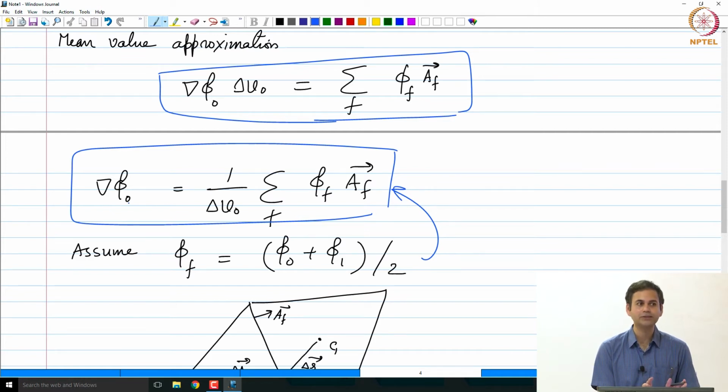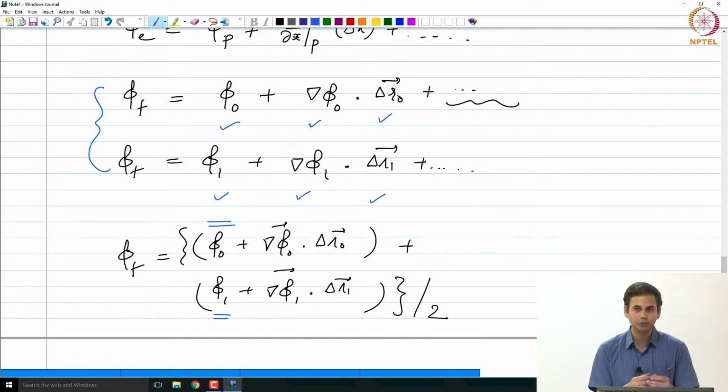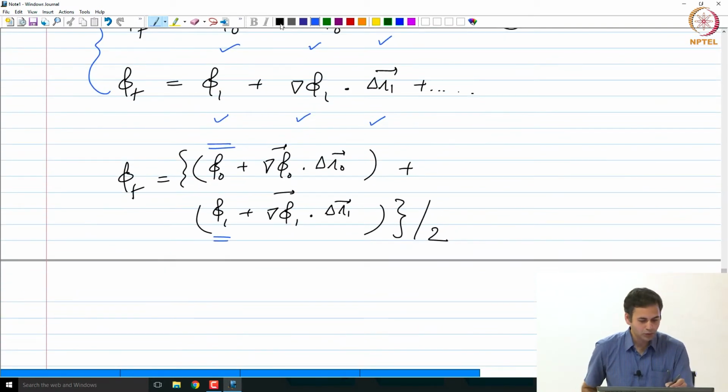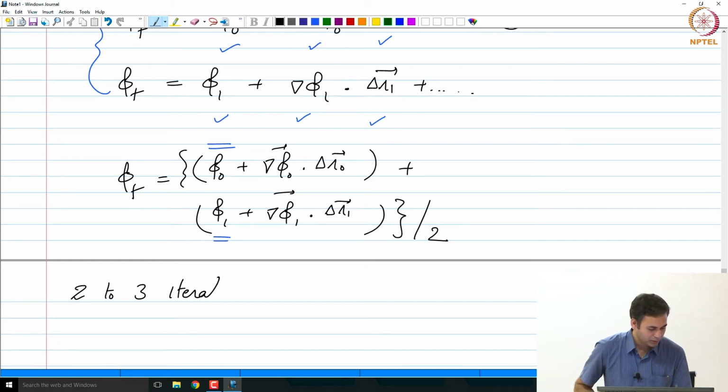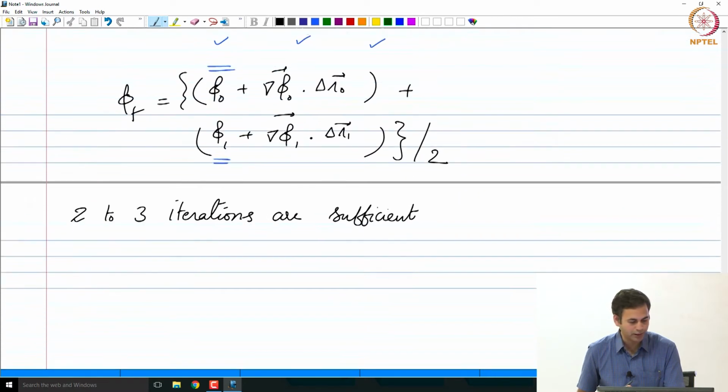Why are we iterating here actually? What is the need for iterations here? Which term is actually making us do this iteration? Essentially the approximation for phi f, that is truncating the terms in the Taylor series, that is what is making it. So, essentially a couple of iterations is enough. 2 to 3 iterations are sufficient. That is what is done in the actual solvers if you look at.